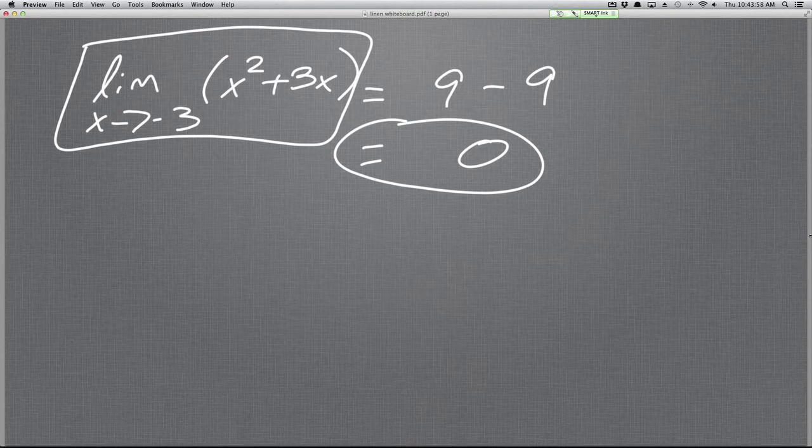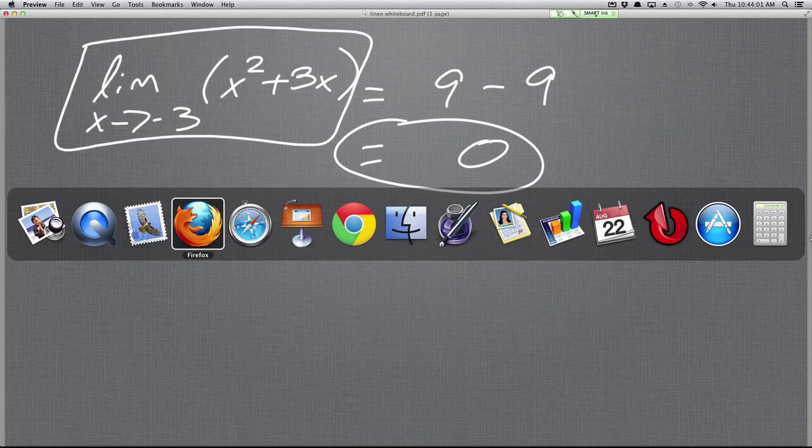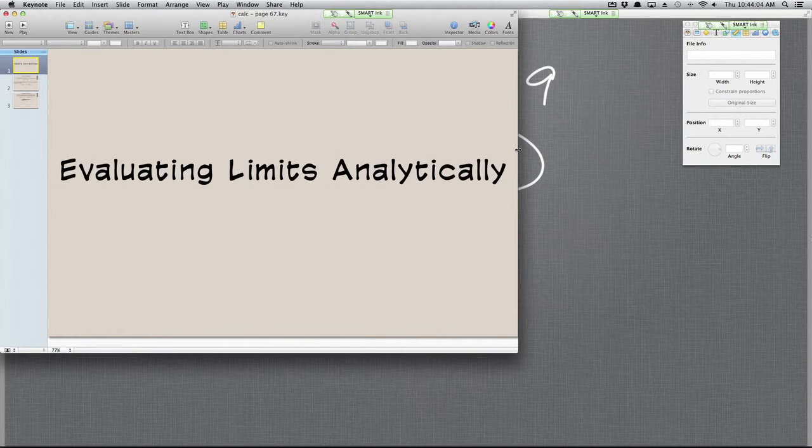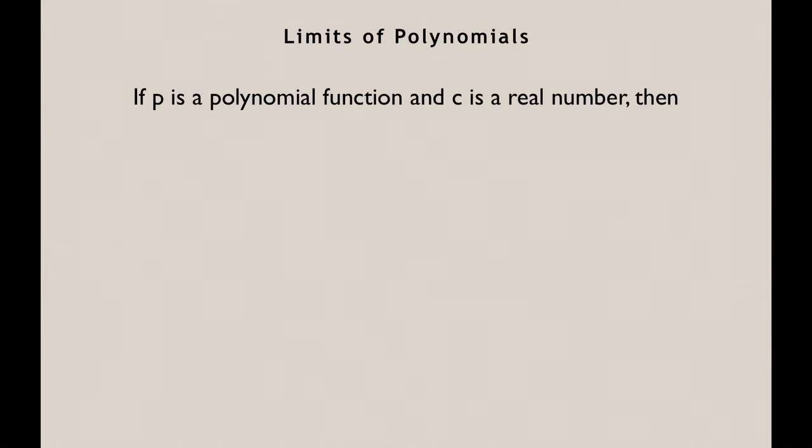Okay, the next thing I want to look at are some properties of limits, of evaluating limits. Now, when I'm dealing with a polynomial, what do we mean by a polynomial? What's the example of a polynomial? X squared plus 2x plus 3. There you go. So we want to talk about finding the limit of a polynomial. It says if p is a polynomial and c is a real number, then the limit as I approach c of p of x is going to give me p of c.